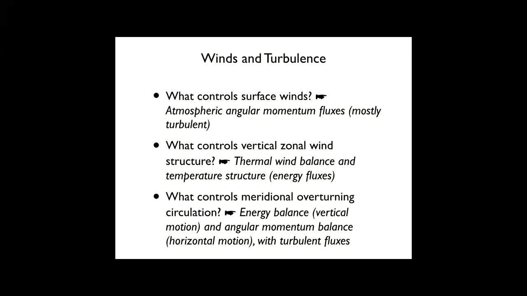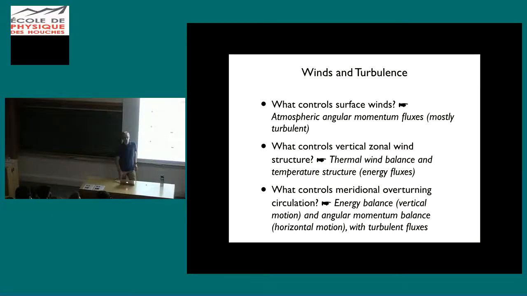So winds and turbulence: what controls surface winds? If you want to have a theory of what controls surface winds, what you need to say is how angular momentum in the atmosphere moves around. And that flux, again, is mostly turbulent. So the way to think about surface winds is that they experience drag at the surface. And that drag has to be balanced by something in the atmosphere, and that something is convergence of angular momentum. So we have surface westerlies. They accelerate the solid Earth. And the drag on the surface westerlies has to be balanced by convergence of angular momentum in the atmosphere above it. Same for easterlies. The drag on easterlies has to be balanced by divergence of angular momentum in the atmosphere.